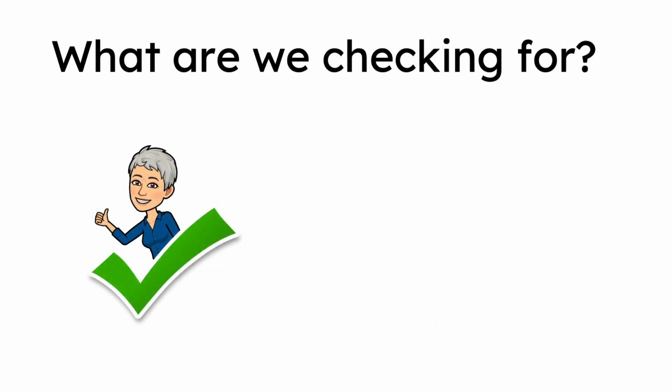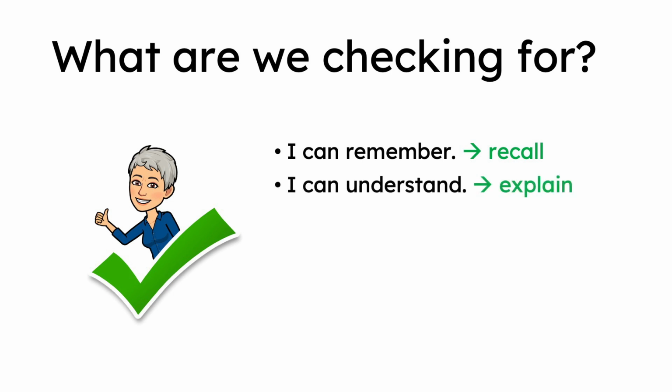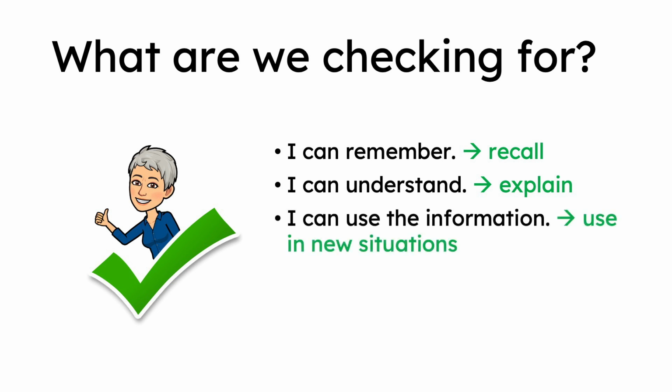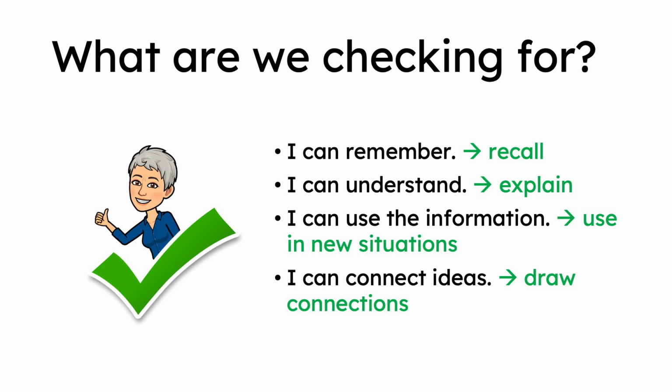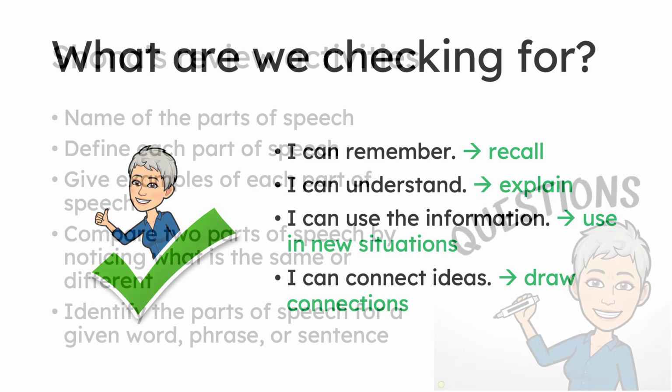When we review, what are we checking for? I can remember. So that means you can recall information. I can understand. So we can explain the ideas. I can use the information. So we can use what we learned and apply it to different words and different sentences. I can connect ideas. So we can draw connections between the different things we've learned.